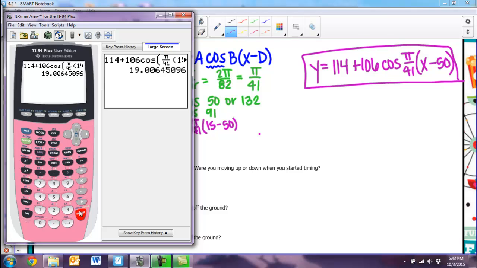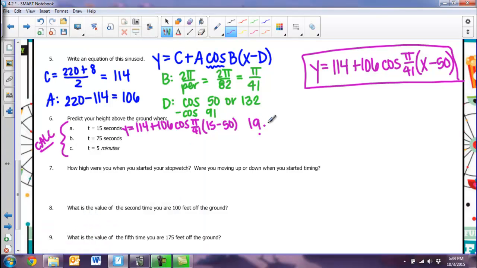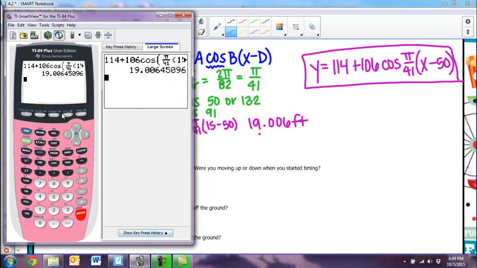Okay, so I'm going to get that I was about 19 feet off the ground, and remember we can round this to 3 decimal places, so 19.006 feet. And you'll do the same thing for 75, so you would just go in and plug it in and figure out what 75 is. And I'm going to be super lazy and just copy paste my thing and go change that to be 75 instead, and I would find out that I was about 78 feet above the ground.